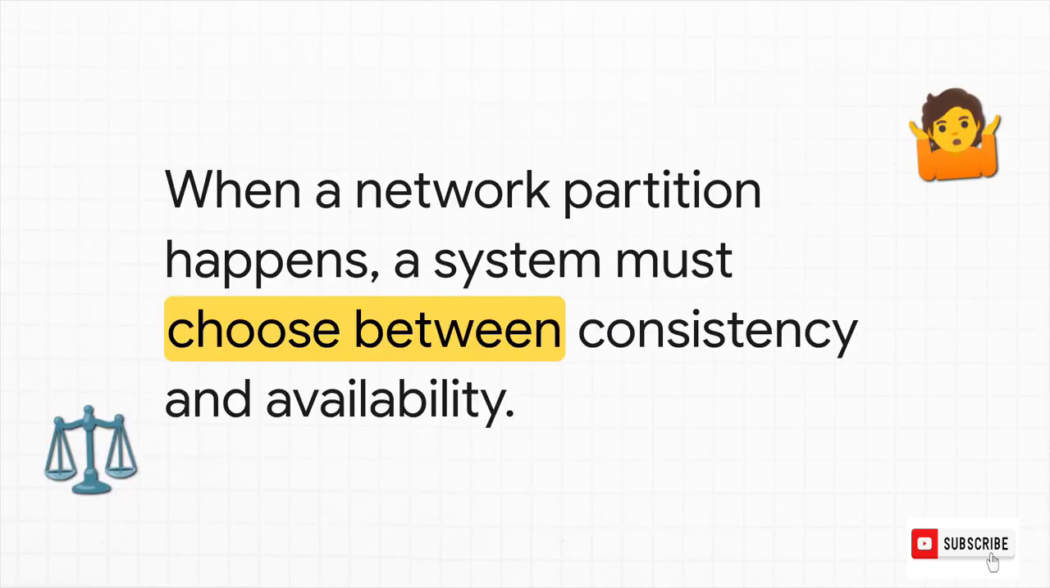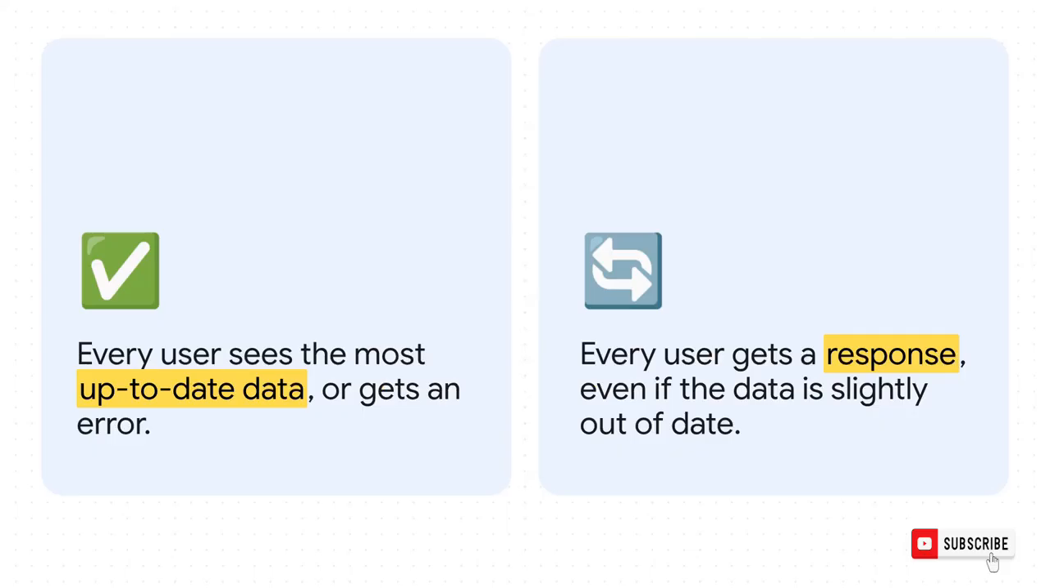Okay, so here's the big reveal. Since we have to accept that network partitions are just a fact of life, the CAP theorem basically says that when one happens, you are forced to make a choice. You absolutely cannot guarantee both perfect consistency and perfect availability at the exact same time. You have to pick one to prioritize over the other. And this lays out that choice perfectly.